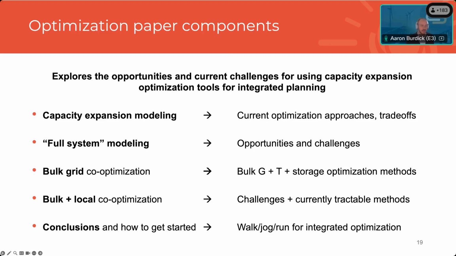And then we separate the co-optimization question into the bulk grid co-optimization and then bulk plus local grid co-optimization. Present some of the challenges of the full system approach and some tractable methods that can combine partial co-optimization and iterative feedbacks, as was mentioned earlier. Then we conclude again with a walk, jog, run framework that is specific to developing the data and the analytical capabilities to explore some of these novel approaches.